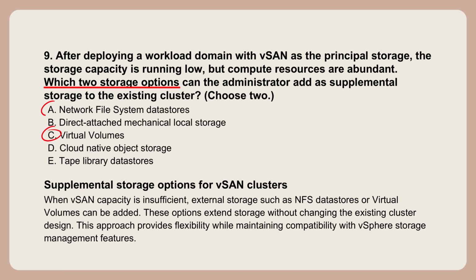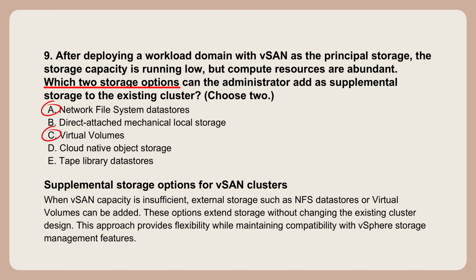Exactly. Why not just go buy some cheap hard drives and shove them into the existing servers, though? Why is option B, direct attached mechanical local storage, incorrect? Because direct attached drives don't pool across the cluster natively unless they are claimed by vSAN. Right, and we already established in question 3 that modern vSAN ESA doesn't support mechanical drives. Exactly. Furthermore, you can't just have rogue local drives sitting outside the shared storage architecture. You lose high availability. If a host dies, the VMs on that local drive die with it.